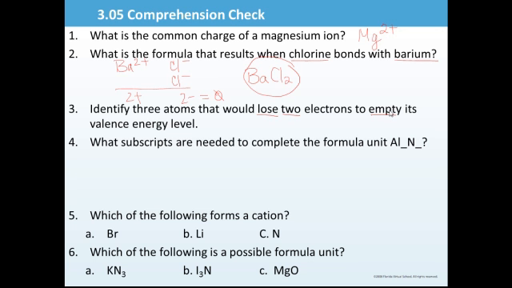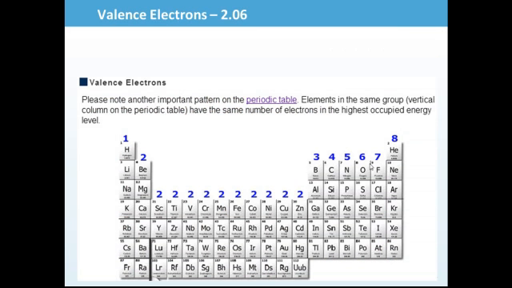Number 3, identify 3 atoms that would lose 2 electrons to empty its valence energy level. Now this is bringing back your knowledge of valence electrons. Which column on the periodic table is going to tell us 2 electrons? Let's go back to our valence electron periodic table. So it says to identify 3 atoms that would lose 2 electrons to empty its valence energy level. Now sticking with the same elements that we've been working with so far this lesson, which column has 2 electrons in its valence shell? If you said group number 2 over here, you are correct.